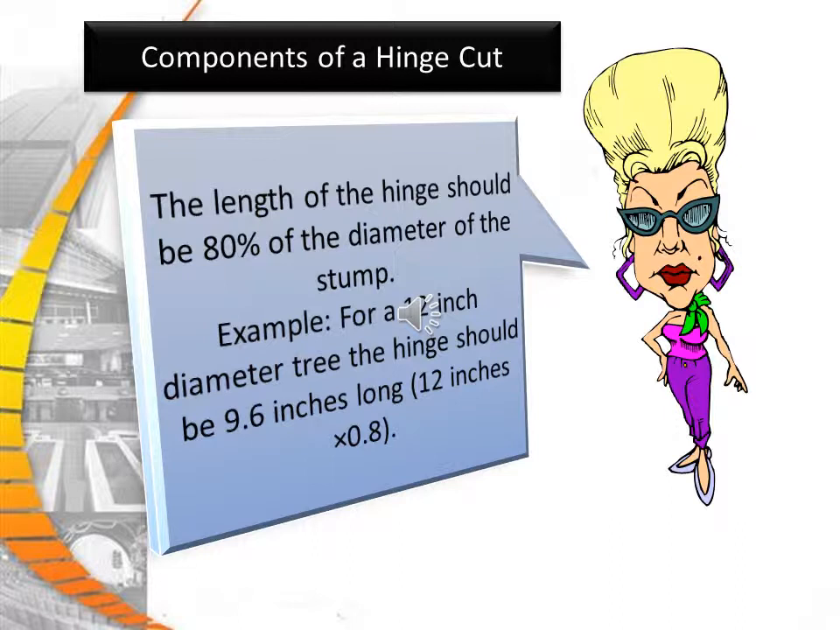Components of a hinge cut. The length of the hinge should be 80% of the diameter of the stump. For example, a 12-inch diameter tree should have a hinge 9.6 inches long. You get 12 inches times 0.8.